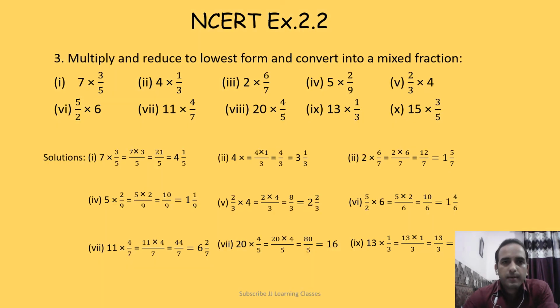Question number 3, multiply and reduce to lowest form and convert into a mixed fraction. So we need to multiply here, so we know that the whole number is multiplied with the numerator, so it becomes 3 times 7, 21 upon 5, and then we convert it into a mixed fraction, so 5 4s are 20, and the remainder is 1 here, so 4 1 by 5 is the value that we have got as the mixed fraction and the result. So all the parts are done in a similar way, so you can explore and understand and solve it by your own in your copy.